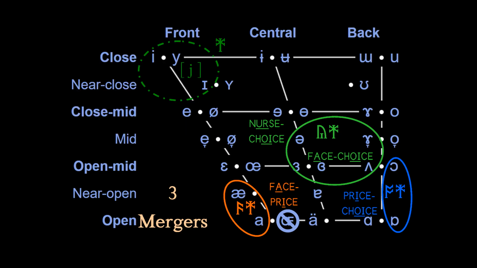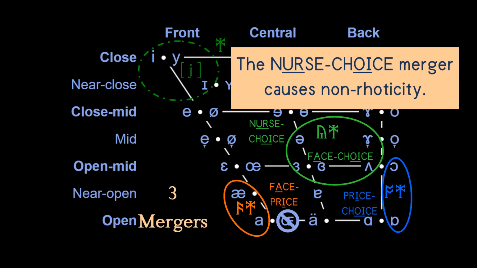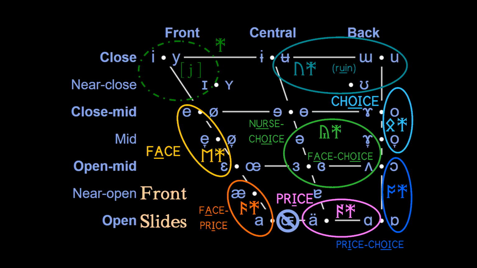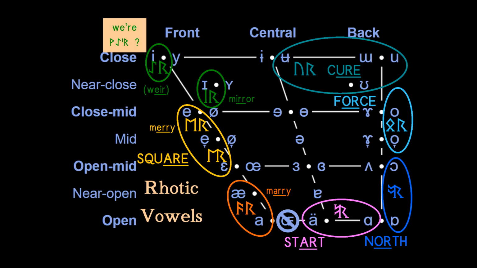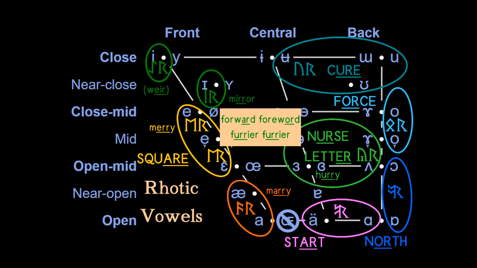Practically nobody merges face and choice, but the nurse choice merger would use the same digraph because the same sound also results from that merger. Here are all the resulting possibilities. You'll notice I've also added a digraph for Rune, for those who've begun saying that word as one syllable, using that slide. As for the rhotic vowels, they all neatly align with their non-rhotic equivalents. If you want me to talk more on this, leave a comment.